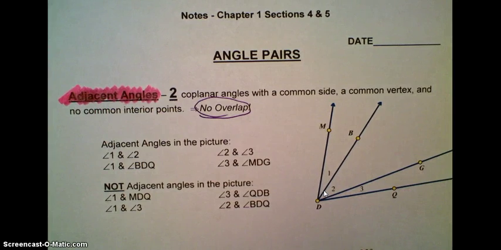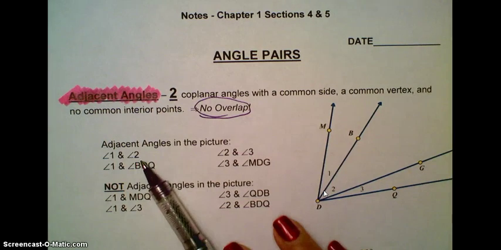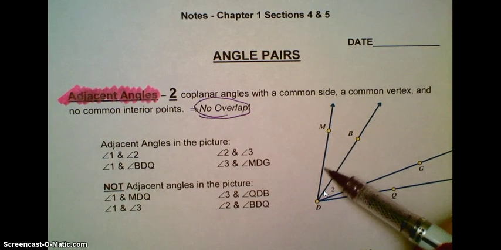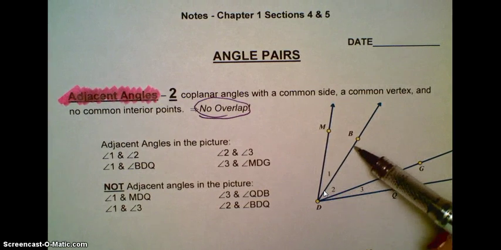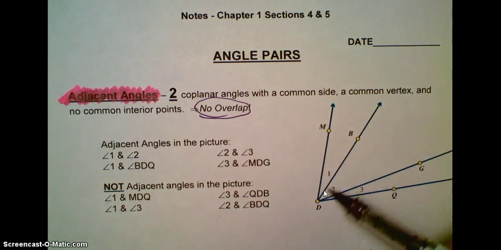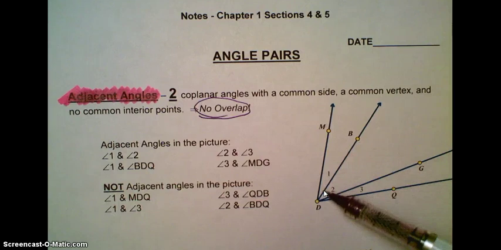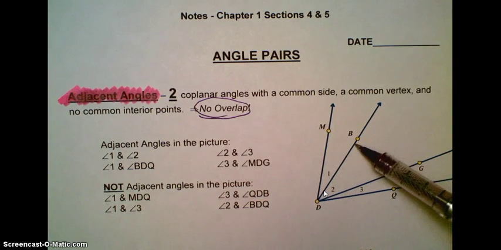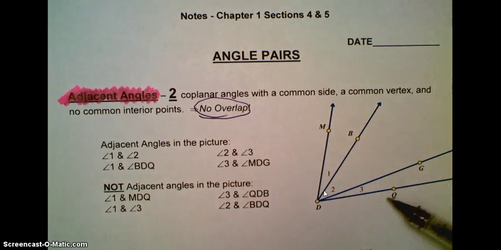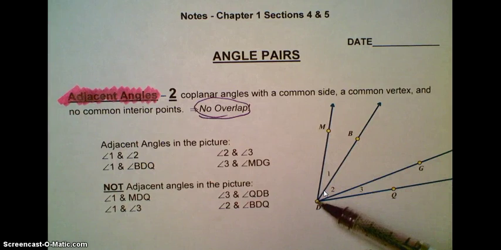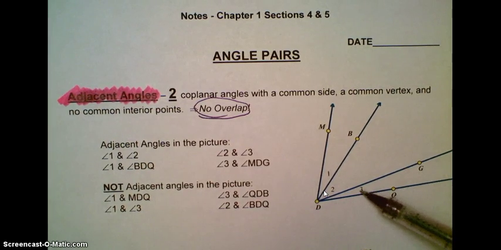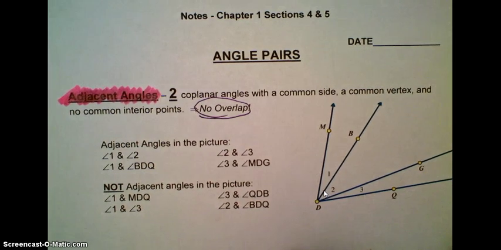So in this picture, examples of adjacent angles would be angle 1 right here and angle 2 right next to it, right next to each other. Angle 1, this little guy, and angle BDQ, this big angle. Okay? Angle 2 and angle 3, of course, are adjacent, etc., etc.